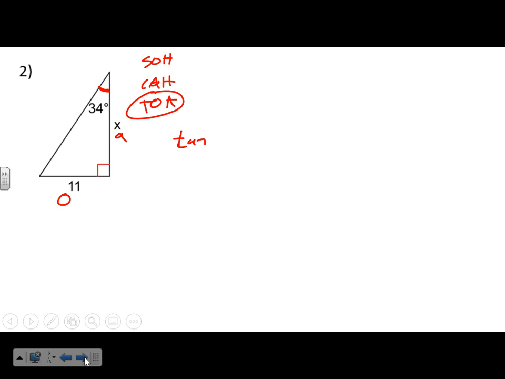And what's the fraction going to be? Well, it's the opposite over the adjacent. So the opposite is 11. The adjacent is x. So that's going to be 11 over x. And we have the angle we're working with is 34.